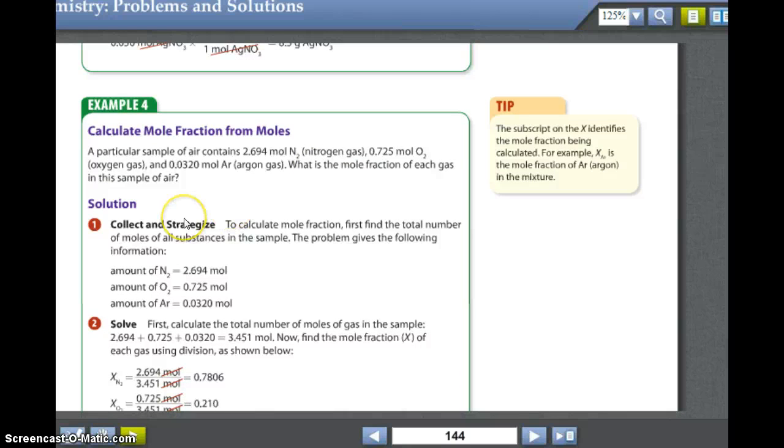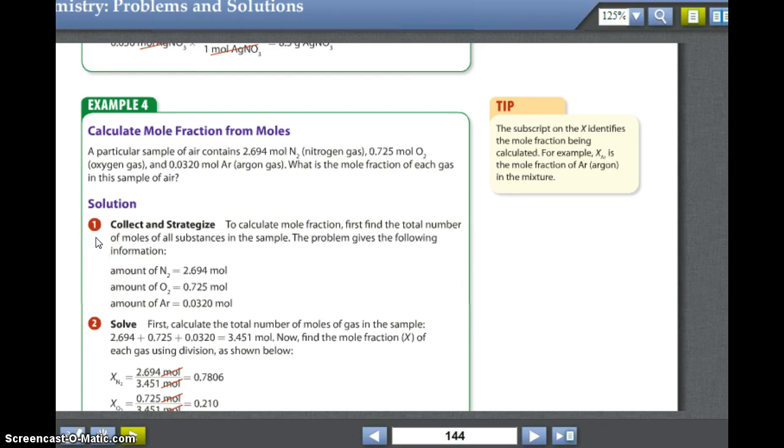All right, example 4. Calculate the mole fraction from moles. A particular sample of air contains 2.694 moles of nitrogen gas, 0.725 moles of oxygen gas, and 0.032 moles of argon gas. What is the mole fraction of each gas in the total sample of air? So, same thing. We write down everything that we know to start with.